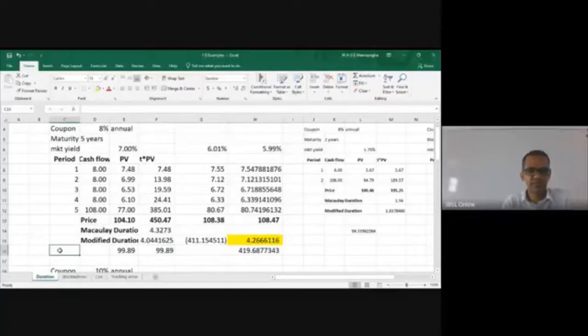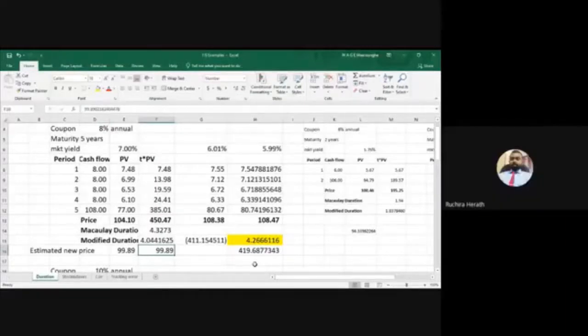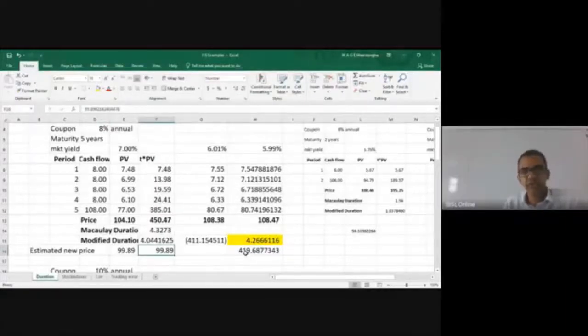This is the estimated new price, 99.89. But if you use the equation to calculate the price, when the yield is 8%, you get 100, not 99.89. So there's a difference. This is because if you use modified duration, you get only an approximate change.